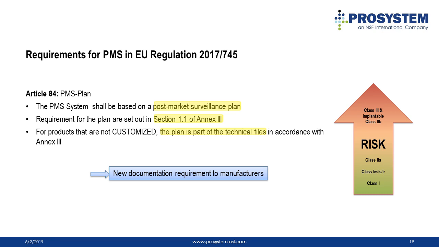The PMS plan is required for all medical devices and is part of the technical documentation. As mentioned before, all the required PMS activities must be coordinated in the plan. Annex 3 lists a minimum number of required data, which we will take a look at on the next slide. The arrow on the right hand indicates that the effort for PMS must be proportional with the device's risk class. The higher the risk, the more intense and frequent the PMS and PMCF activities will have to be.